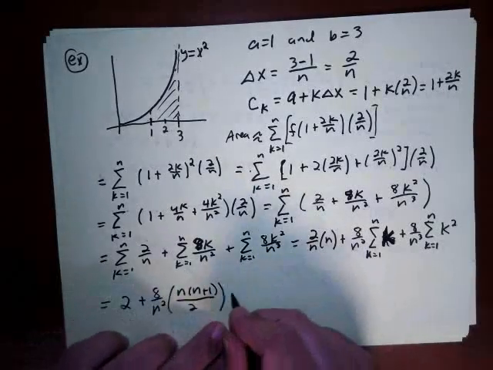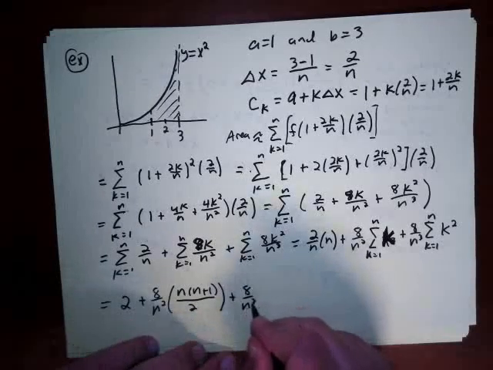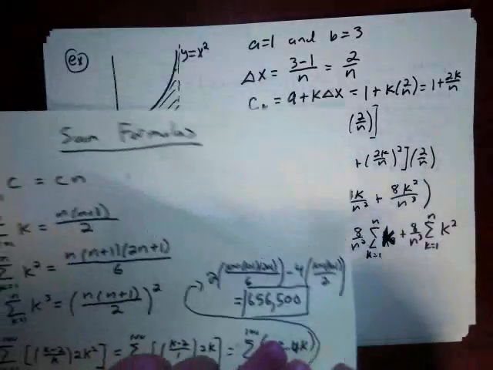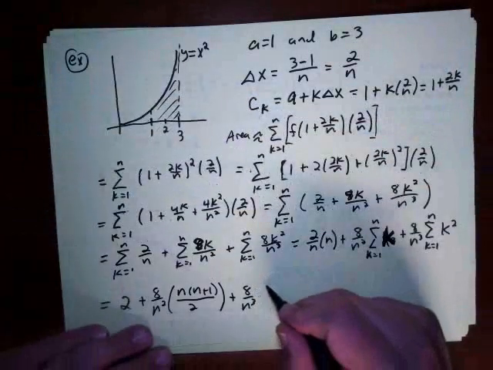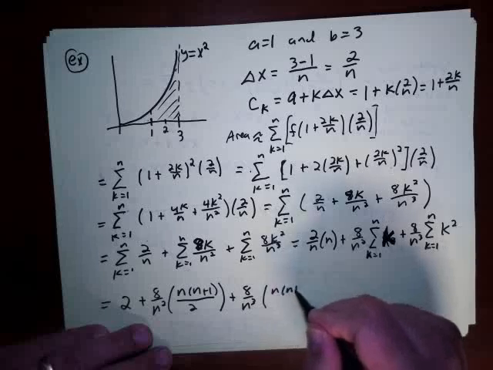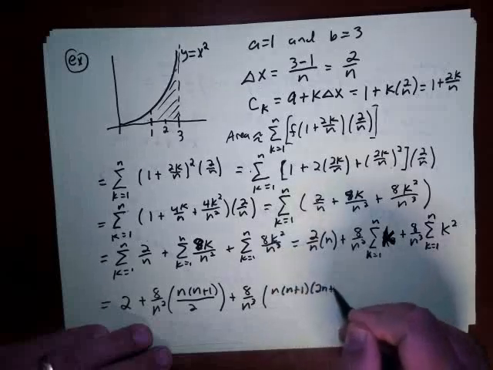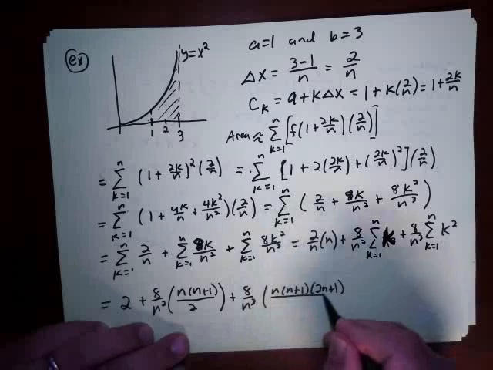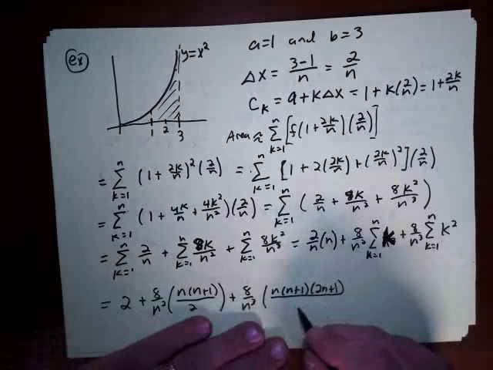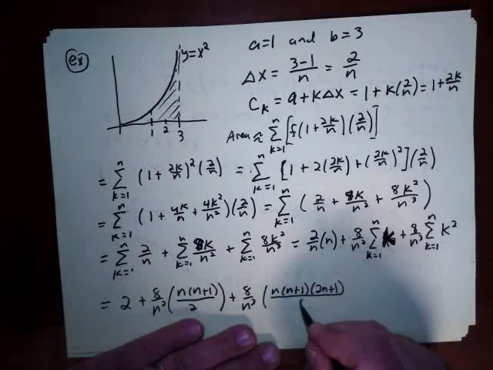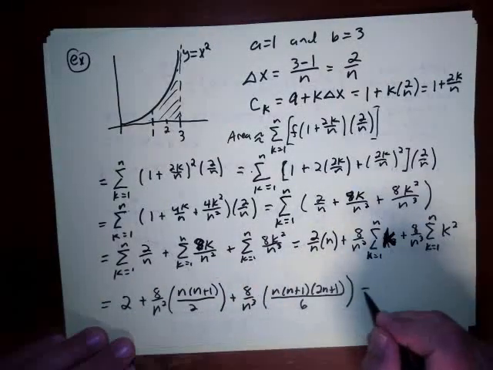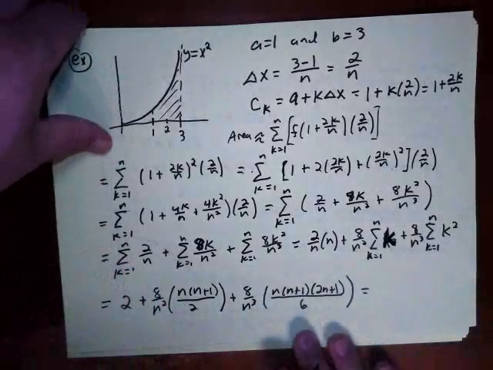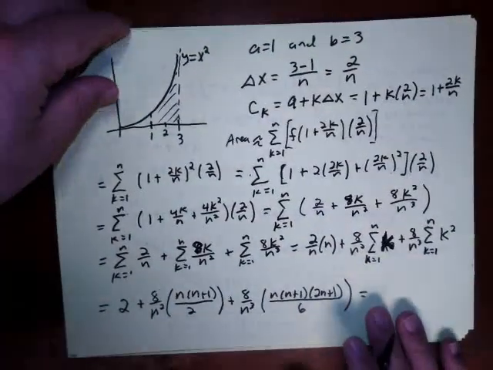Okay, and then this is going to be 8 over n cubed, and now this is the sum of k squared. So now I'm going to plug in that formula, n times n plus 1 times 2n plus 1 all over 6. And so then I got this whole expression, and then I got to simplify this and take the limit as n goes to infinity of that.